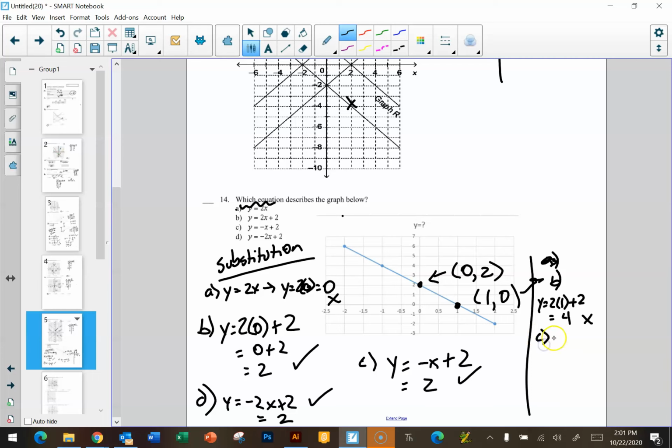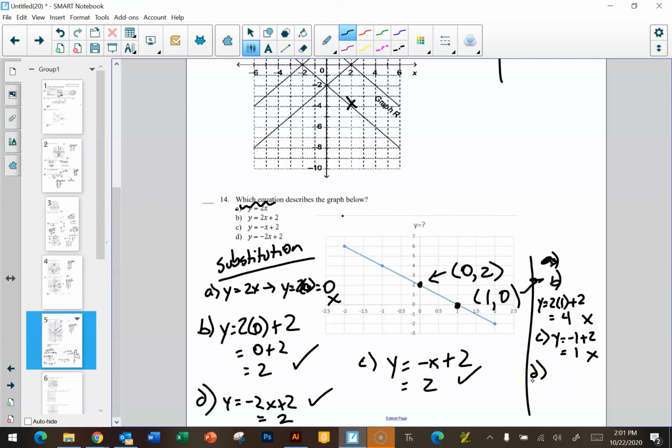Okay, so let's check C. C is negative x plus 2. So y equals negative, what's the x? 1. And then plus 2. Okay, so in this case, y equals negative 1 plus 2 is going to be 1. But that's not what we're looking for, because when we have x equals 1, okay, remember the negative was from the equation, we need y to equal 0, but it equals 1 here, so that one doesn't work.